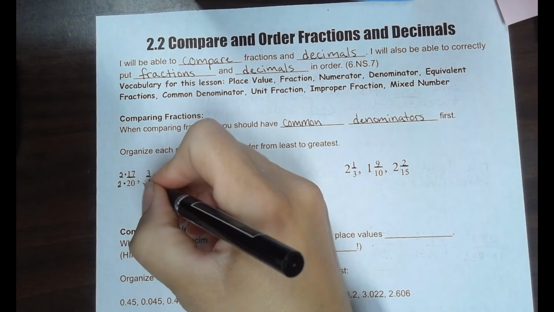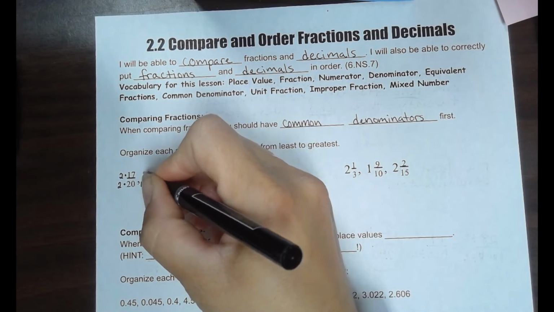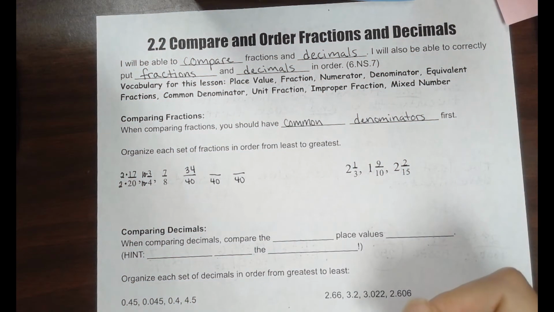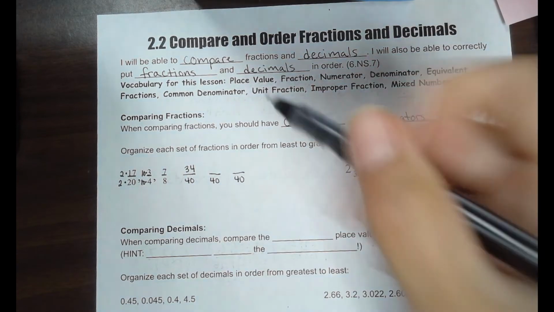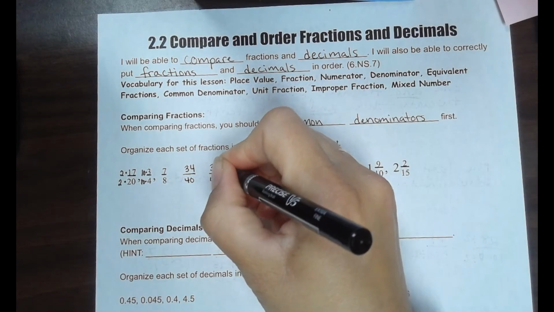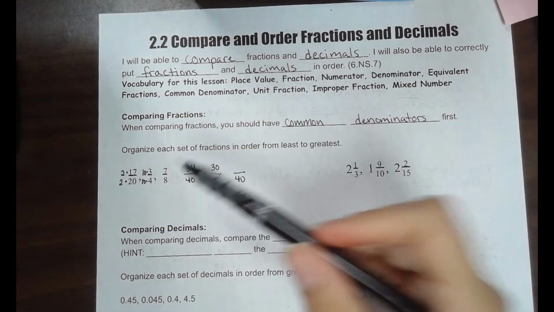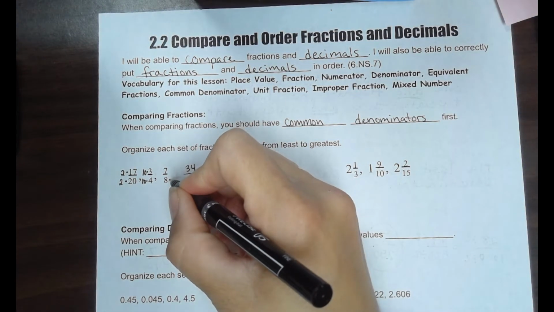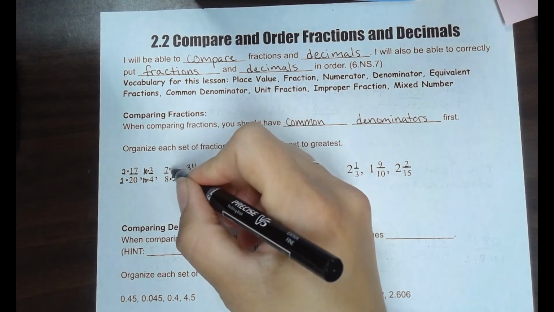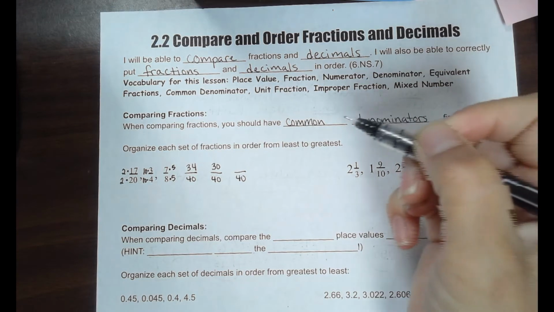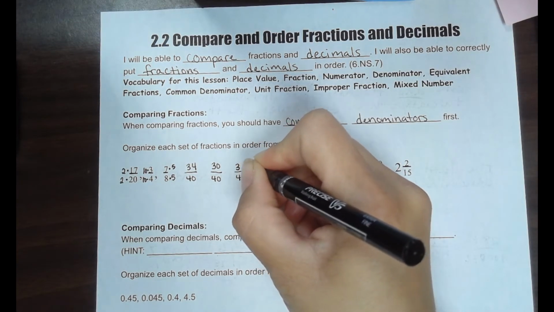Okay, to turn 4 into 40, I'm going to have to multiply that by 10. So I'm going to times the top by 10 as well. So 4 times 10 is 40. So 3 times 10 would be 30. So that would be the same as 30 out of 40 pieces. 7/8, I'm going to times 8 by 5 to make 40. So if I times the bottom by 5, I have to times the top by 5. And that would make this 35.